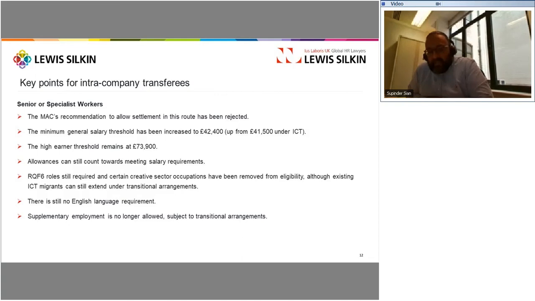And one other change, which I don't think is going to be that problematic, is that senior or specialist workers will not be able to undertake supplementary employment whilst they're working in the UK. And when I'm talking about supplementary employment, under the old rules, the intra-company transfer migrants were allowed to do 20 hours a week additional supplementary employment at the same level in the same sector for which their sponsorship was assigned.